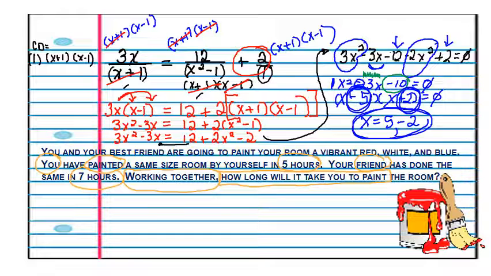All right. The next thing that we're going to do is look for mathematical things. And we have 5 hours. 7 hours working together, so we got a plus sign. Knock out unimportant information. Yeah, we probably really don't care about this. And that it's red, white, and blue, to tell you the truth. Just sounds nice. Okay, let's put some things together.